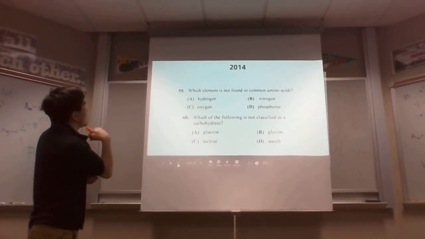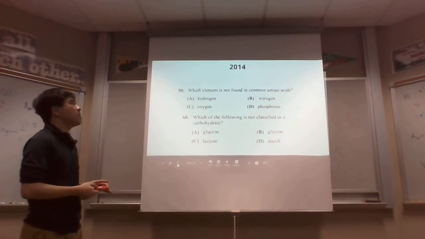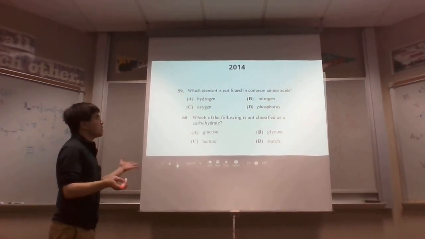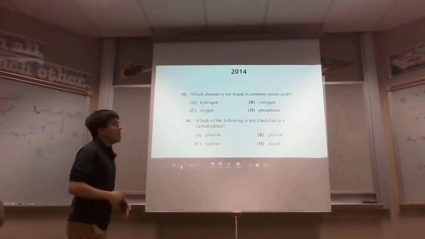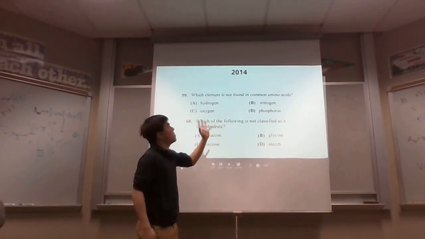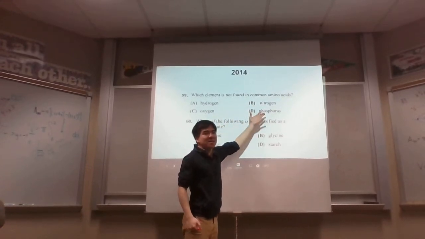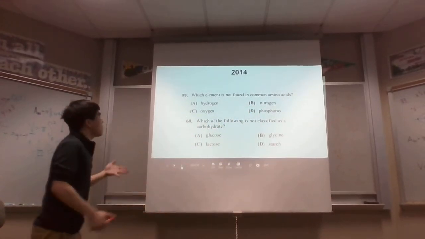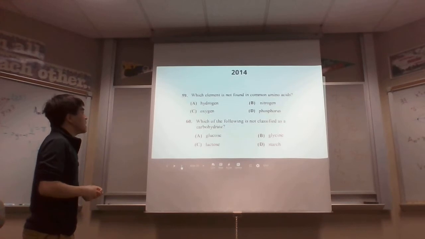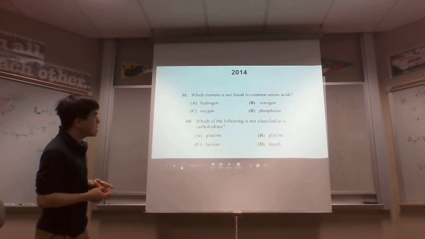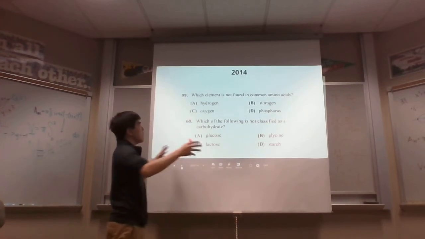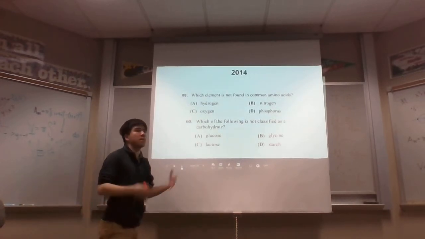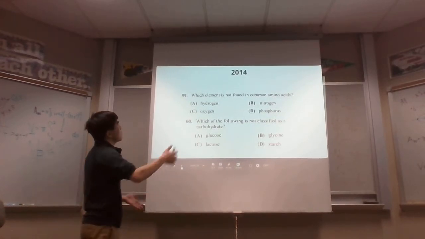2014, these are the two biochem questions. Which element is not found in amino acids? Phosphorus, because everything has hydrogen and oxygen, and then you can see amine means it has nitrogen in it. For 60, which of the following is not classified as a carbohydrate? The answer is glycine. Glycine is an amino acid. Starch is just a bunch of carbohydrates together. Glucose, lactose, and sugars are carbohydrates.